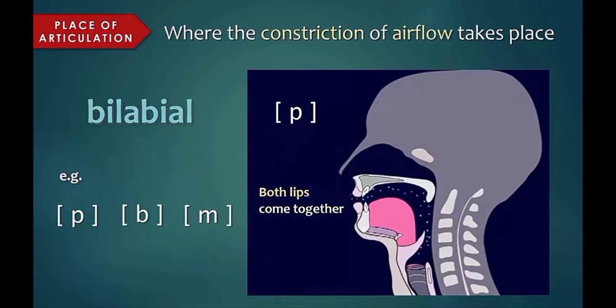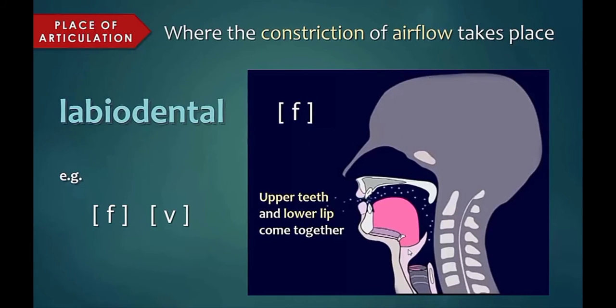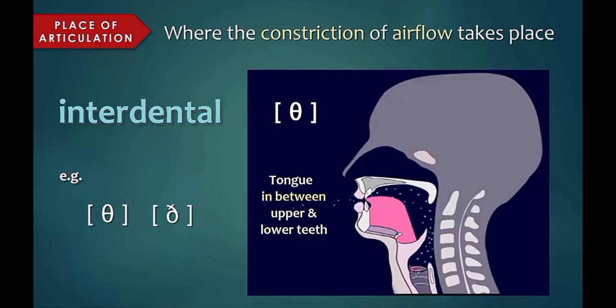Place of articulation refers to where in the vocal tract the constriction of airflow takes place. Bilabial sounds are produced with both lips, like p, b, m. Labiodental sounds are produced with the upper teeth and the lower lip, such as f, v. Interdental sounds are produced with the tongue between the upper and lower teeth, such as th.